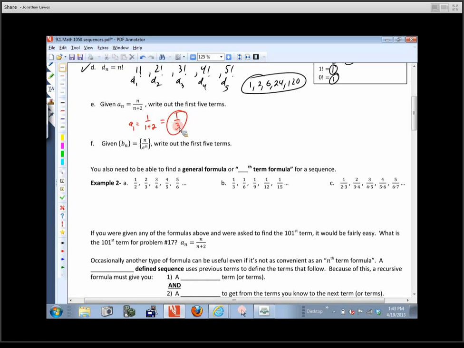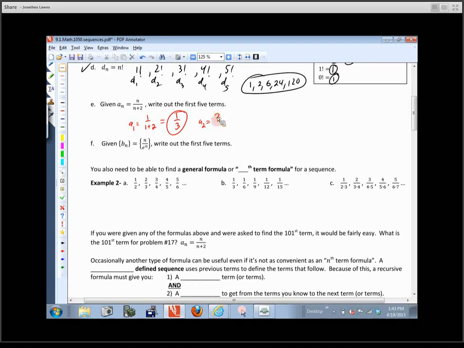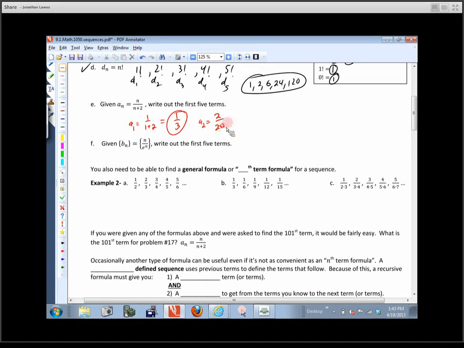First term's a third, right? Yes. 2 on the top, 2 plus 2 on the bottom, 2 over 4. Now, I could reduce that, but let me show you why you wouldn't want to reduce that. The third term is going to be 3 over 5. The fourth term is going to be 4 over 6. Again, I could reduce that, but it's pretty easy to produce these terms if you notice the pattern.